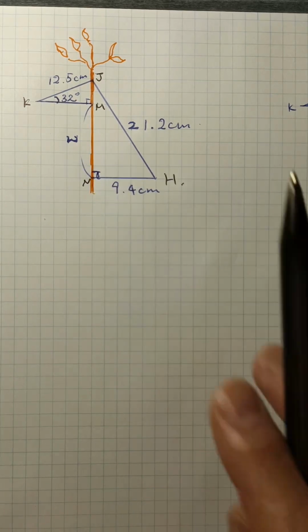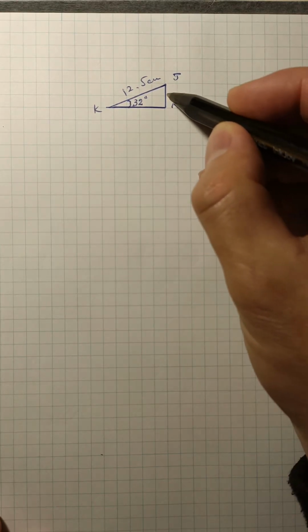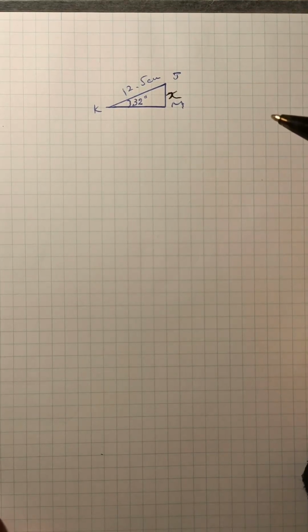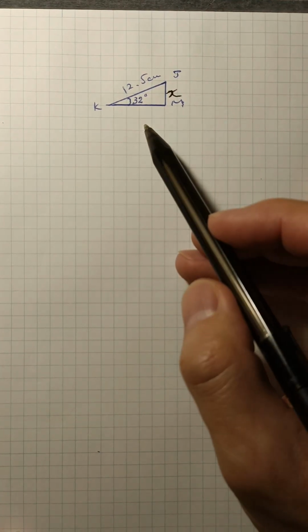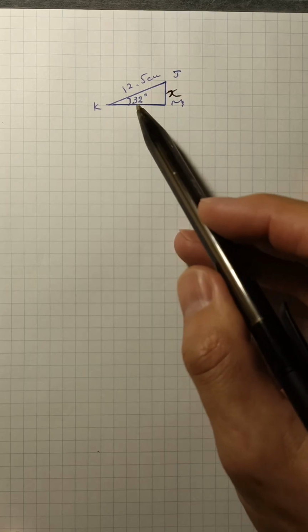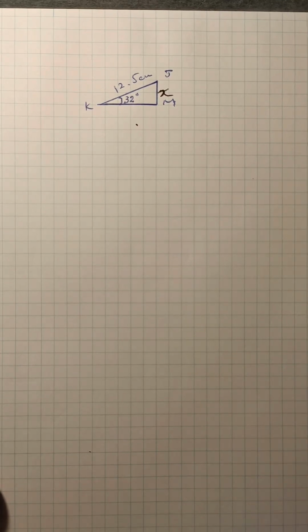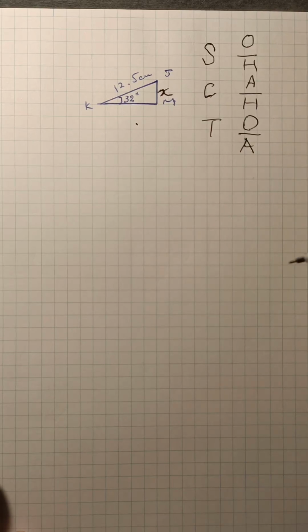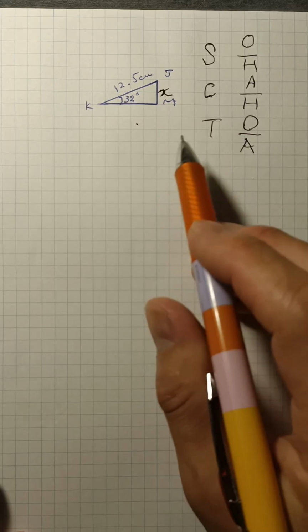I copied this one down here. Let's say the distance we want to figure out is x. As I mentioned before, you need to use trigonometry, because we've got the degree here. Trigonometry is SOHCAHTOA. You need to figure out which ratio you're using, and how you do that is label the sides.